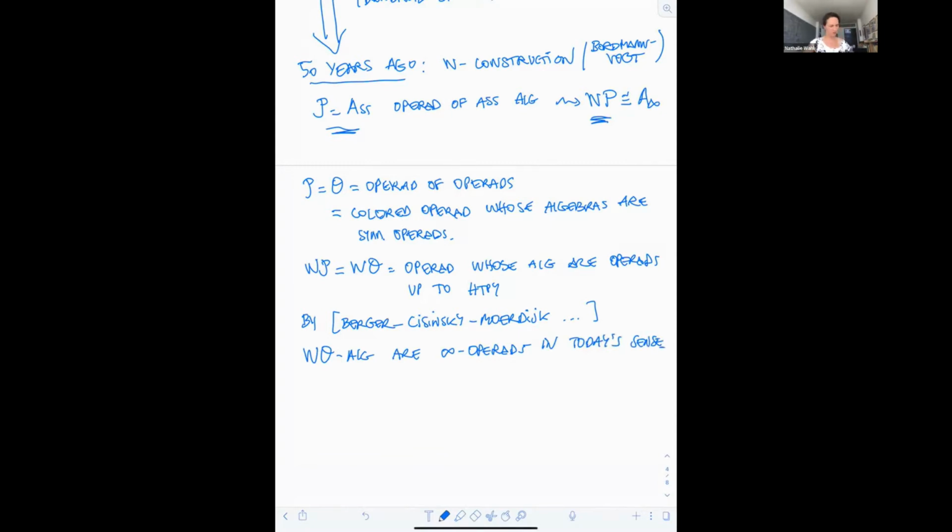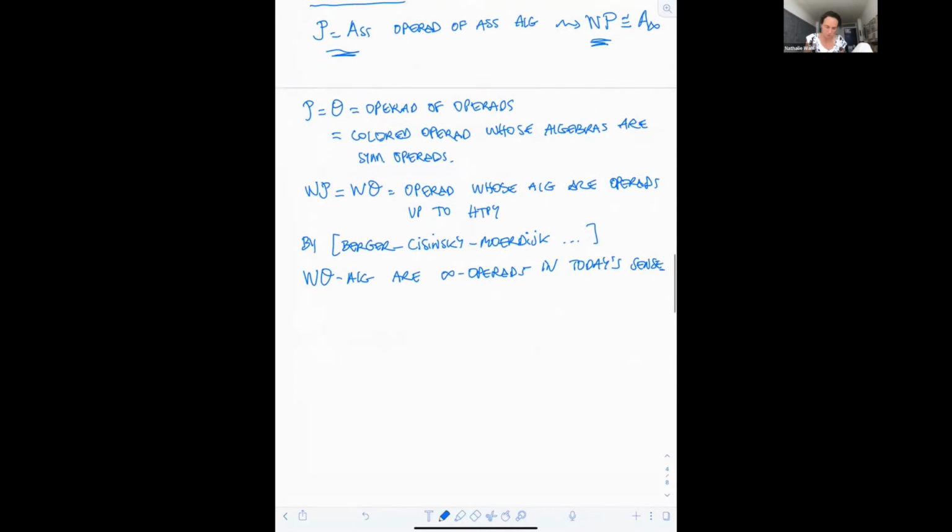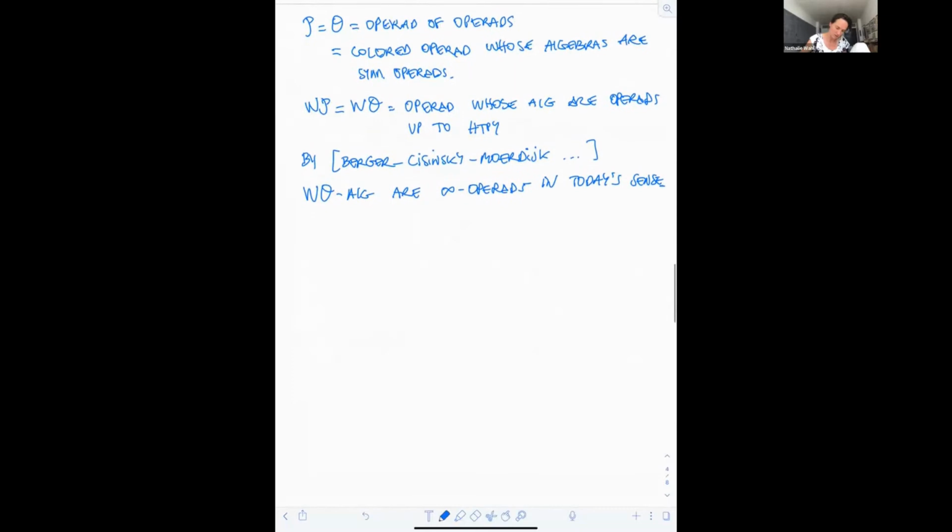Okay, so if I can construct a WO algebra structure on my normalized cacti, then I'm done. So this is a concrete thing you can try to do. Unfortunately, there's a little problem: WO is complicated.